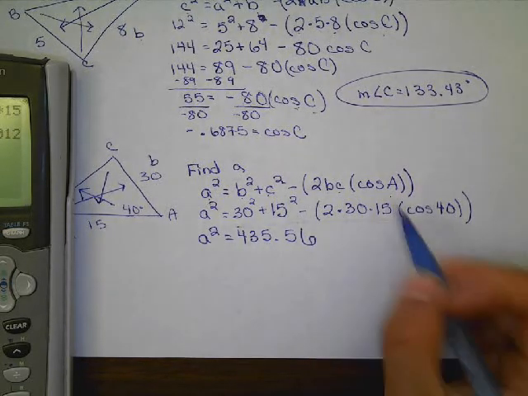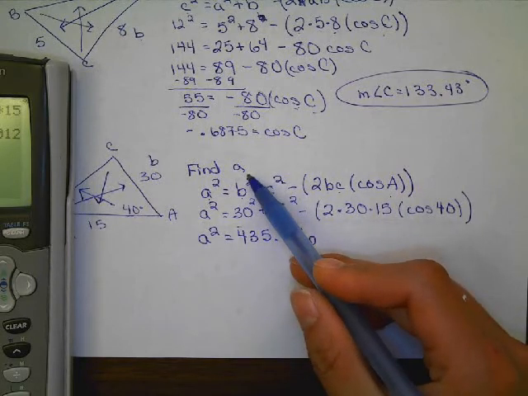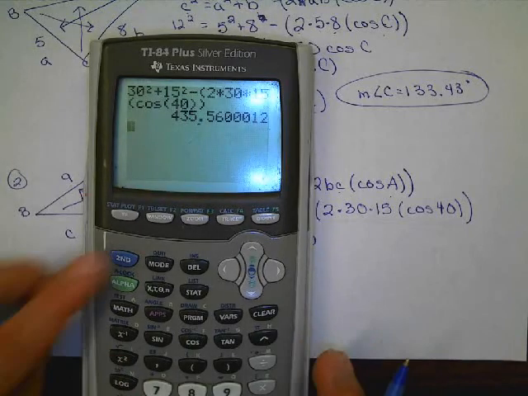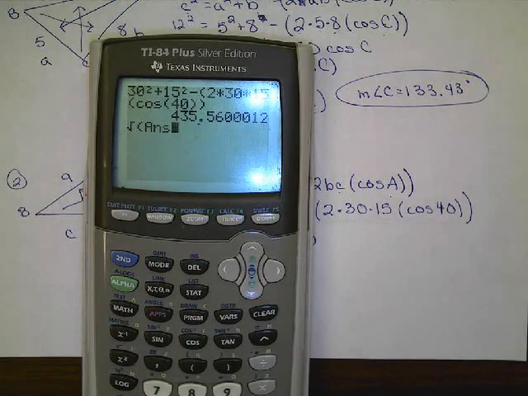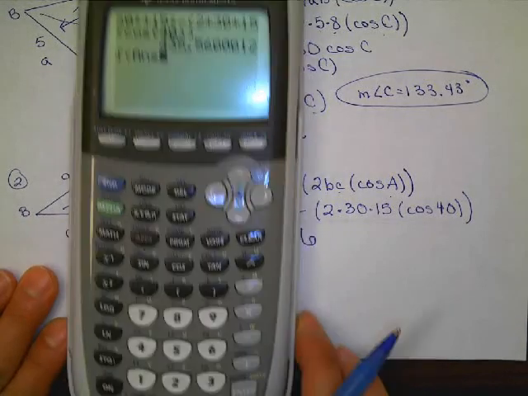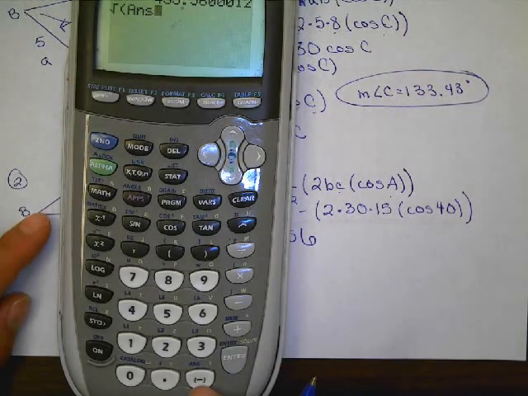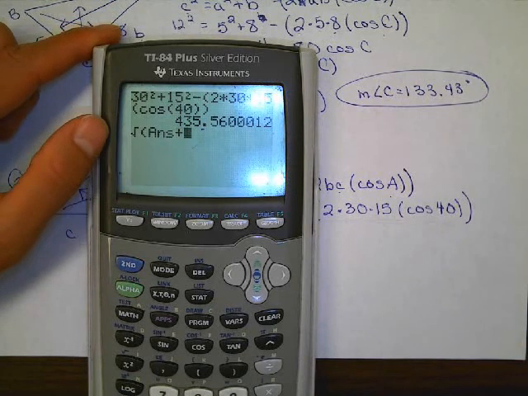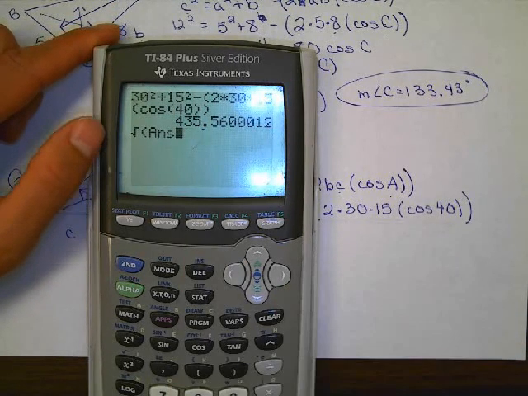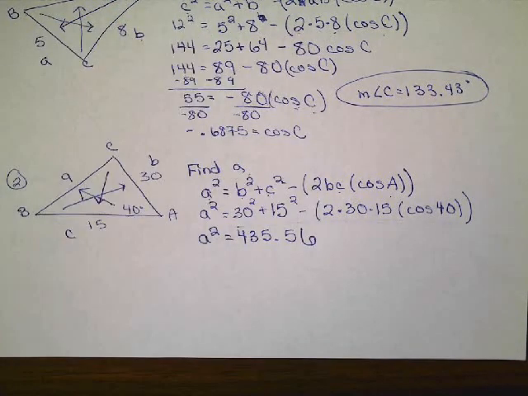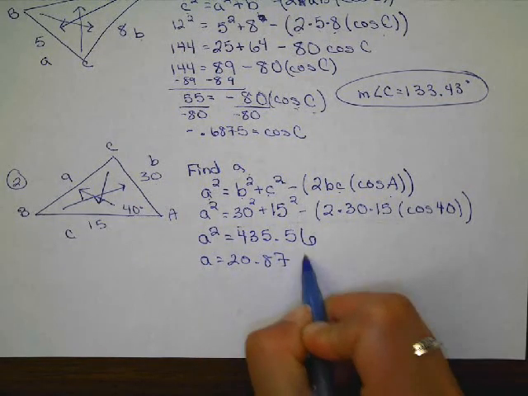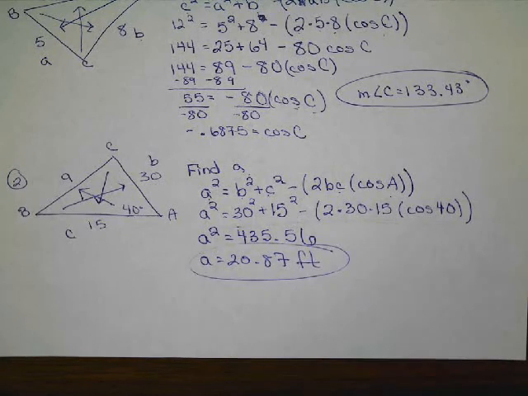Now that's A squared. The problem told us to find A. So the inverse of something that is squared is the square root. So I'm going to find the square root of the answer I just got. Again, I just hit second and the negative button to get the old answer to pop up. So the square root of that is 20.87. So A equals 20.87, and we'll call it feet. And that is how you use the law of cosine.